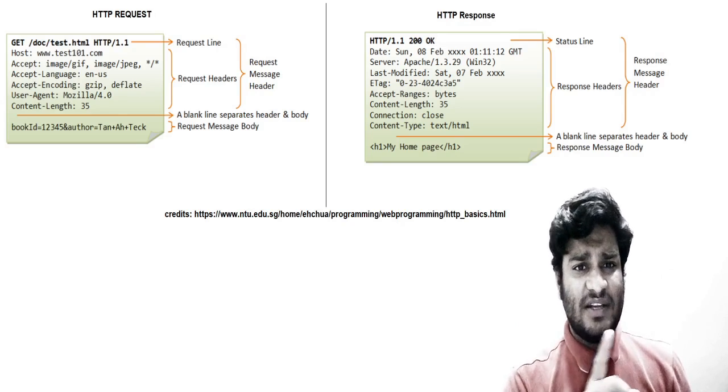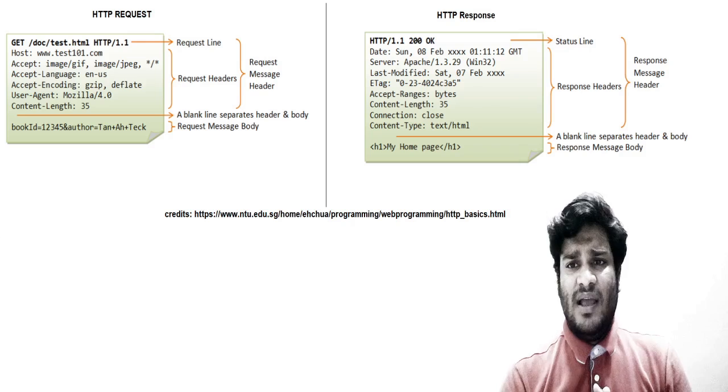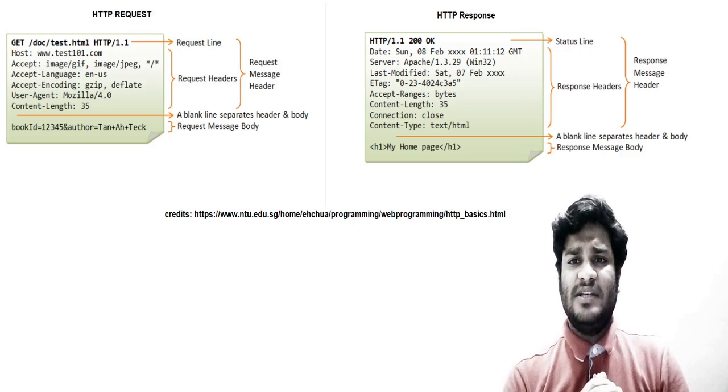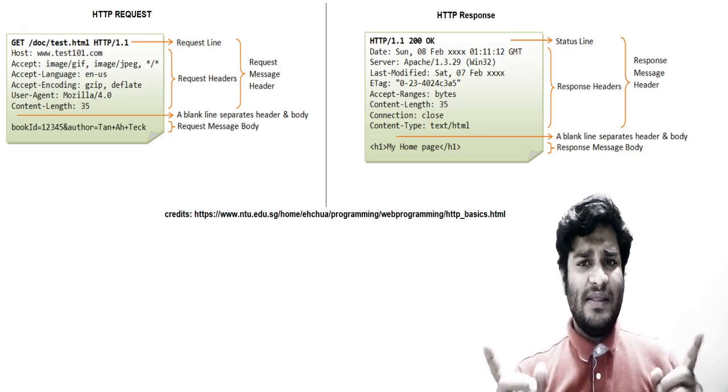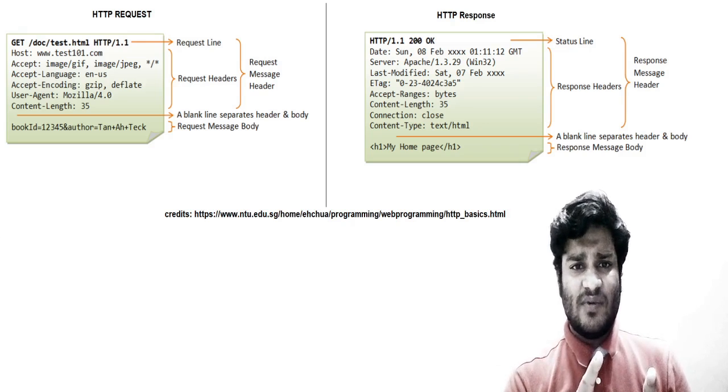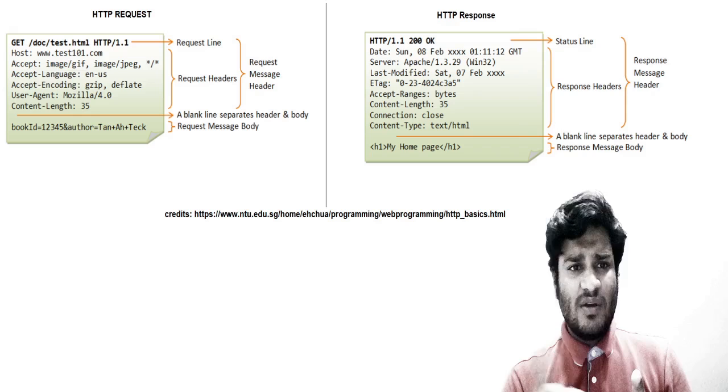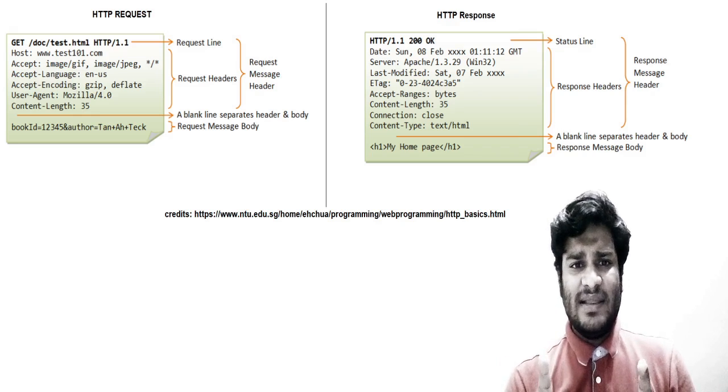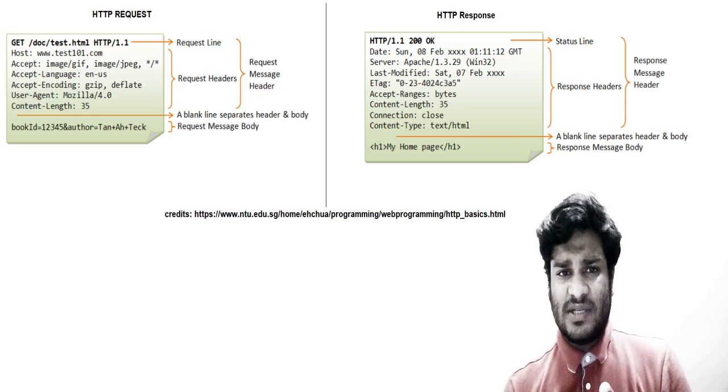If you see the first line, which is the request line, and the first line, which is the status line and response. So just compare the request and response. The first line is the request line and the status line. So both of them are very similar. And the second is the request headers and response headers.